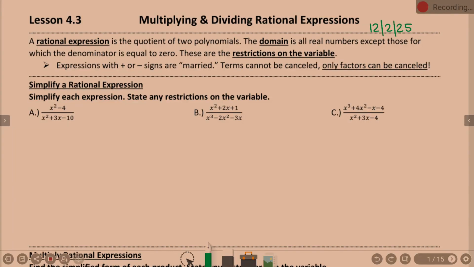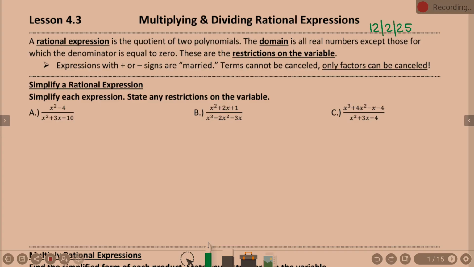4.3 is multiplying and dividing rational expressions. We're going to spend the rest of this chapter working with rational expressions. And when we talk rational expressions, we're talking about these types of expressions that you see in the numerators and the denominators. As you look at them, I'm hoping you see some factoring going to happen, because that's what we're going to be doing. We're going to be doing a lot of factoring. We're going to brush up a lot on our factoring skills.